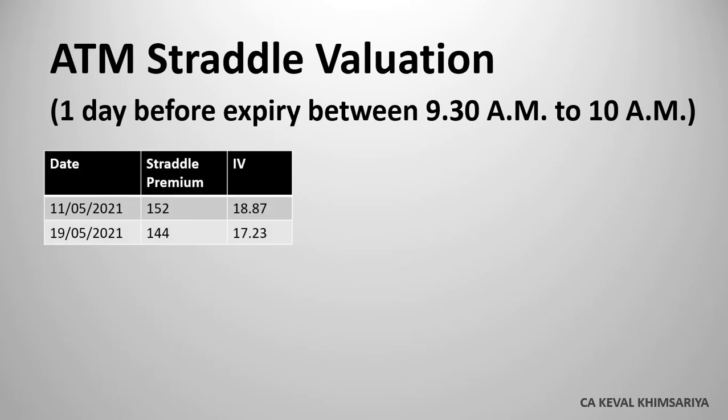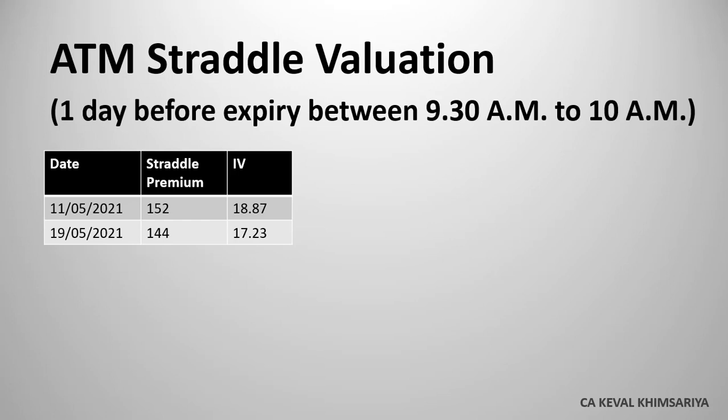So I'll give you one extract of that data one day before expiry, that is 11th May and 19th May. Between 9:30 to 10 AM the at the money straddle was trading at 152 and 144, right? So there is a difference in straddle premium, but there is also a difference in IV. So on 11th IV was 18.87 and on 19th May IV was 17.23.